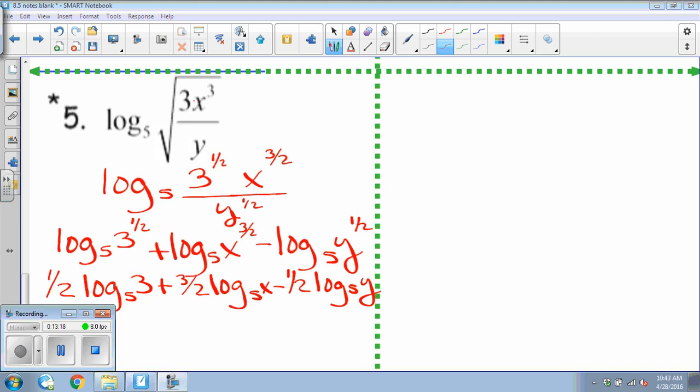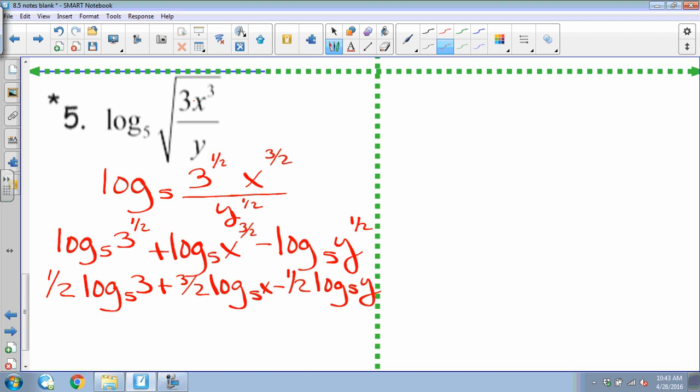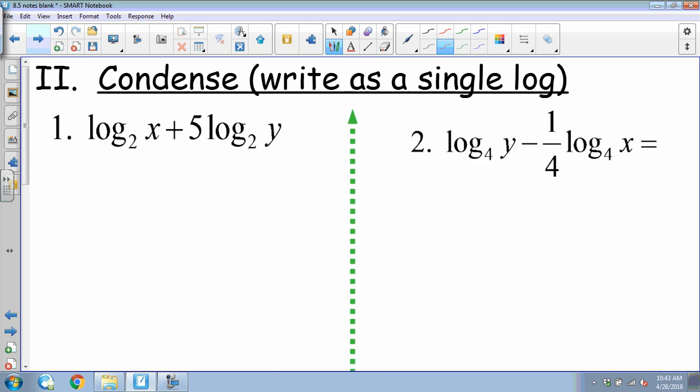Okay, now we're going to go the other way. They're going to give you the expanded one, and you have to condense it to 1 log. You're not done until there's only 1 log there, okay? So, if the last thing we did when we expanded was move our exponents to the front, what do you think the first thing we're going to do when we condense? Put the exponents back where they belong, okay? You're literally working backwards, okay? So, let's look at number 1.